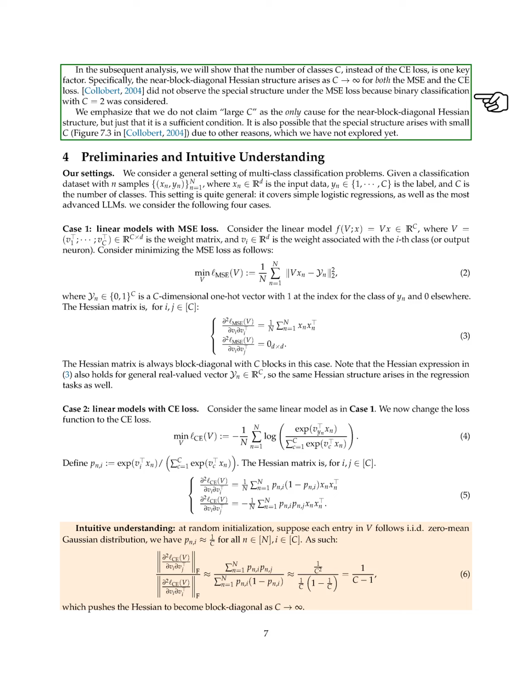We do not claim that a large number of classes is the only reason for the near-block diagonal Hessian structure, but we believe it is a sufficient condition. Other factors may also contribute, which we have yet to explore.